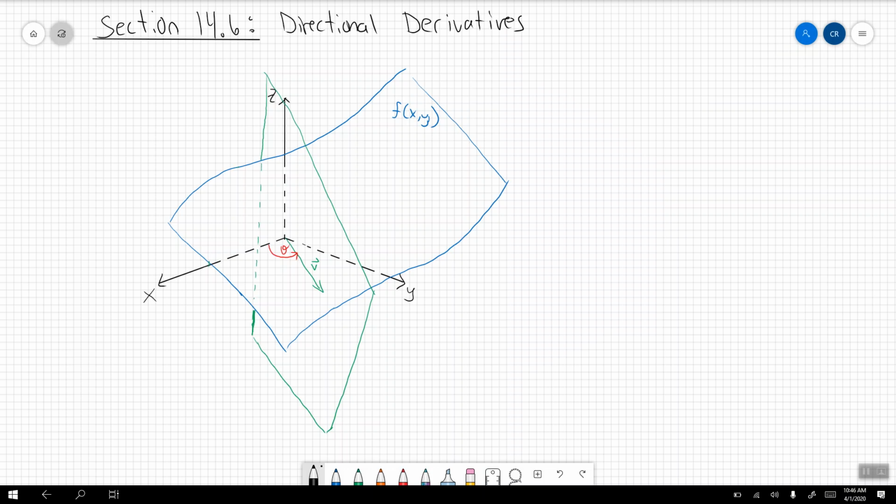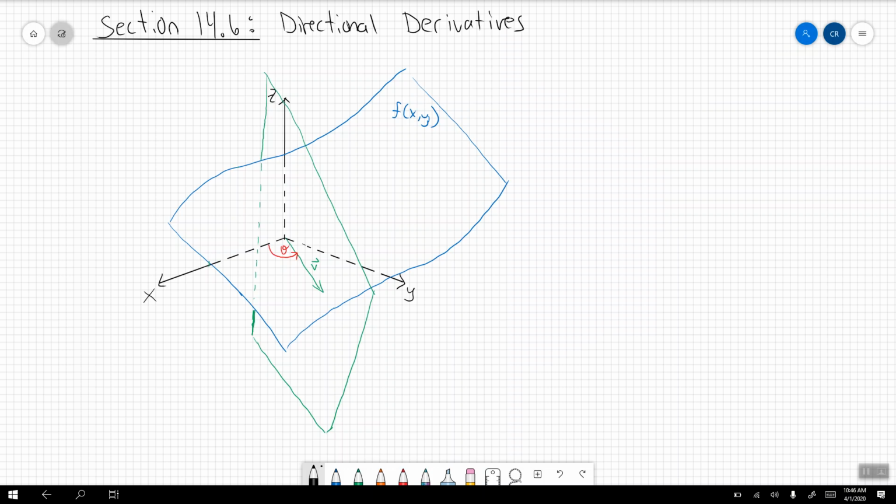Now, in the previous sections, we were looking at derivatives, and the derivatives that we were taking were with respect to x or with respect to y. So in a general sense, they were always parallel to either the x-axis or the y-axis when we were talking about those curves being projected onto the x and y-axis. Now, in this section, we want to elaborate a little bit more.